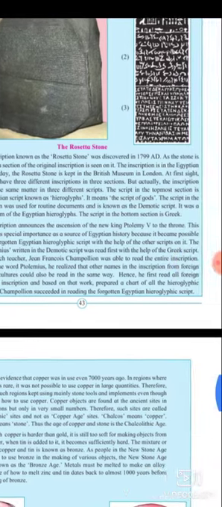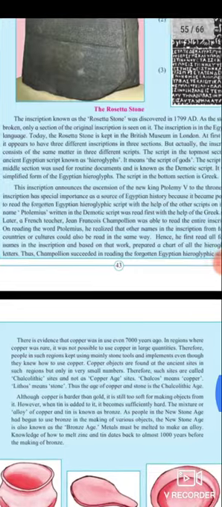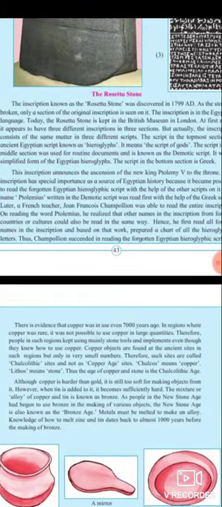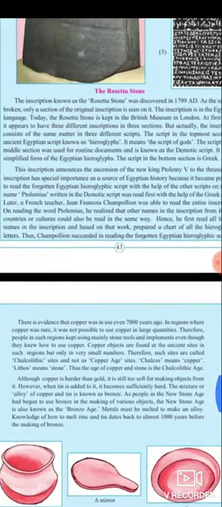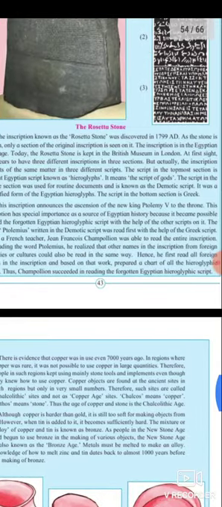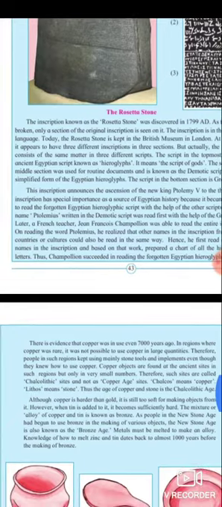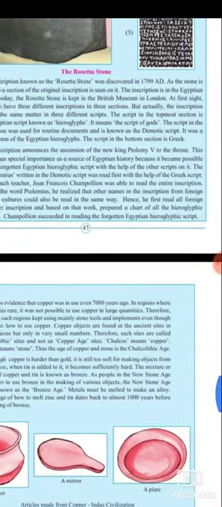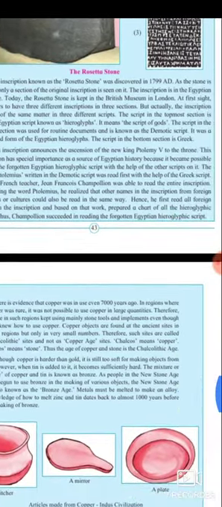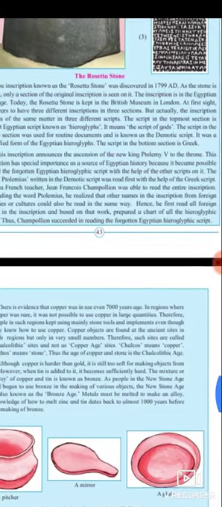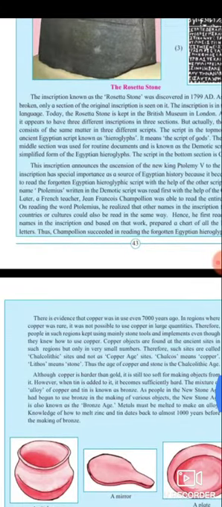Okay, and then the name Ptolemy written in the demotic script was read first with the help of the Greek script. They used the Greek script to read it. Hence, he first read all the foreign names in the inscription, and based on that work, prepared a chart for all the letters.